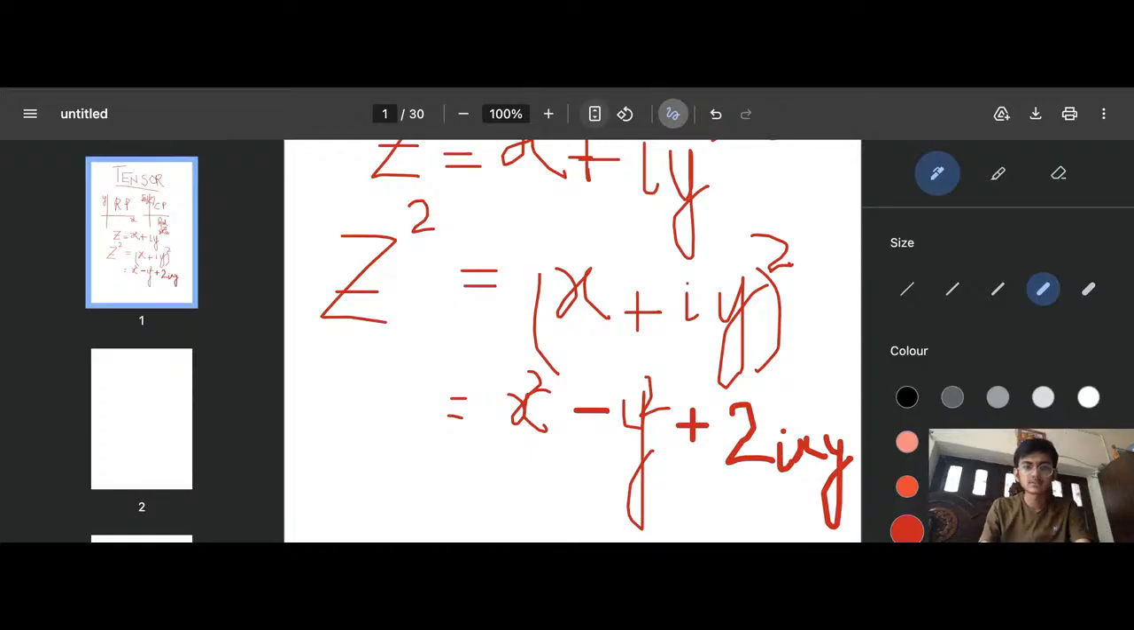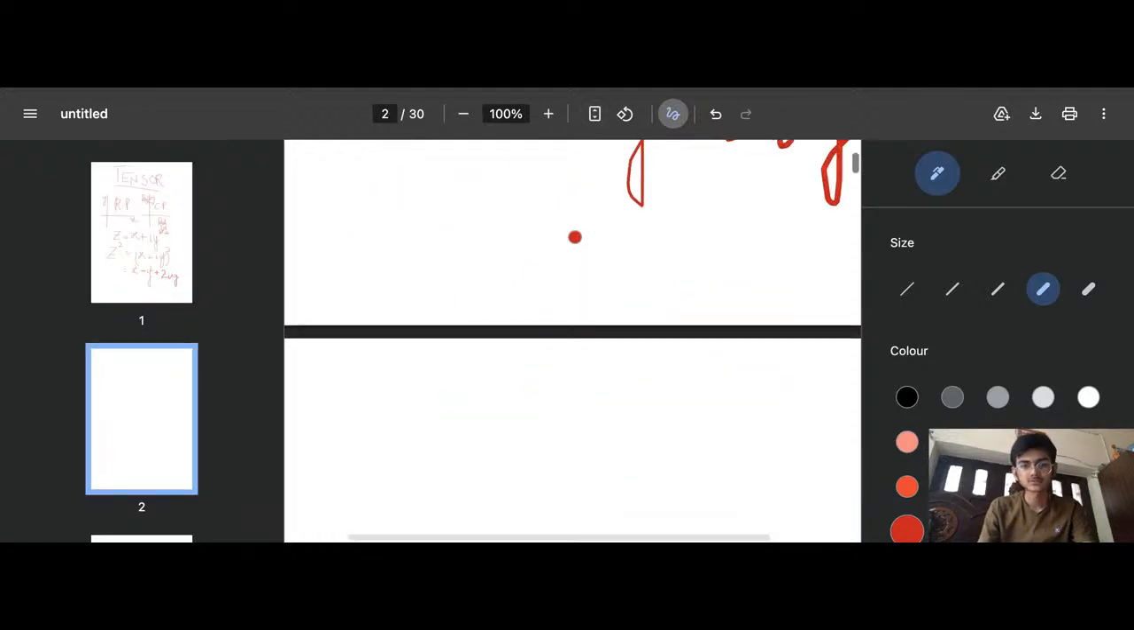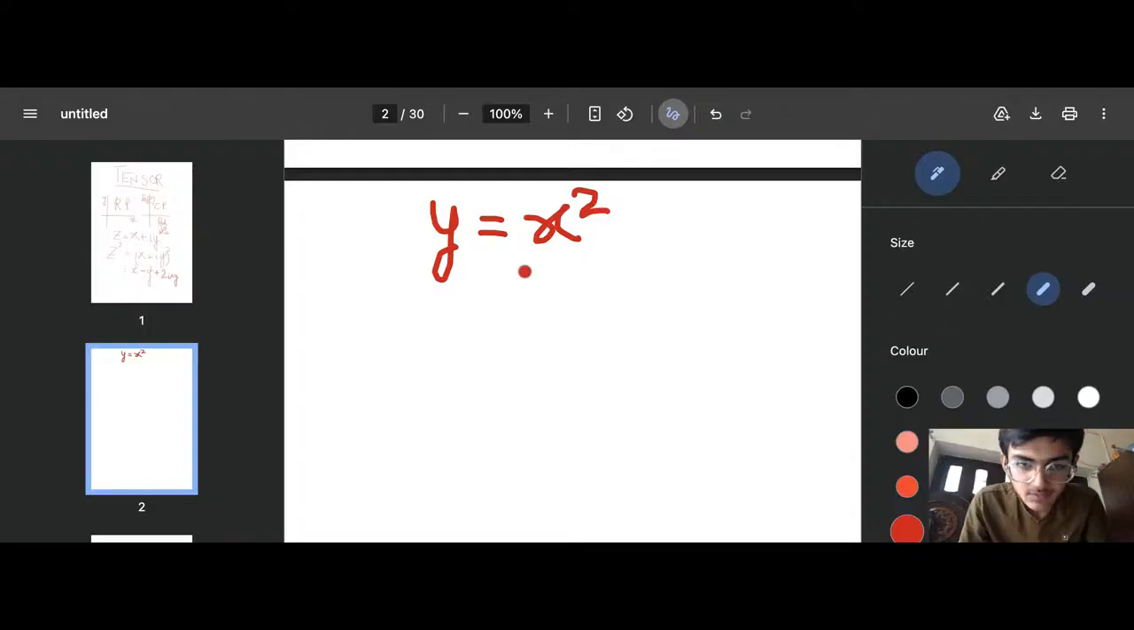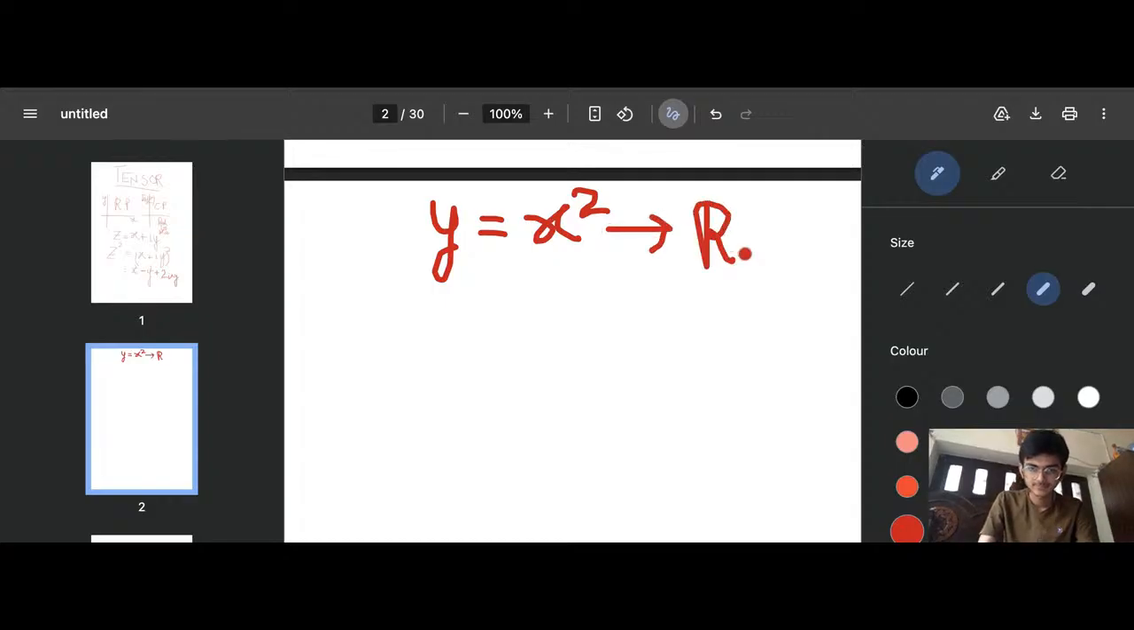Now we'll set up a transformation. How can we transform? Just have a look at it. Suppose we are given this equation: y equals x square. It's given to us in the real plane. We can plot it in the real plane. It will look like this.